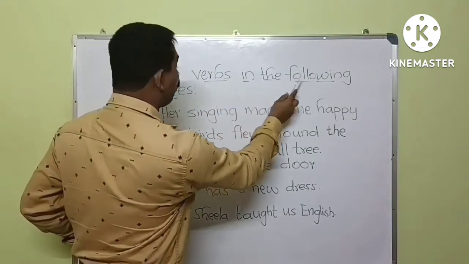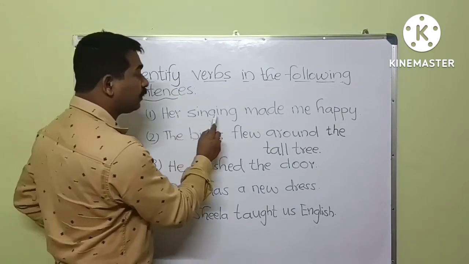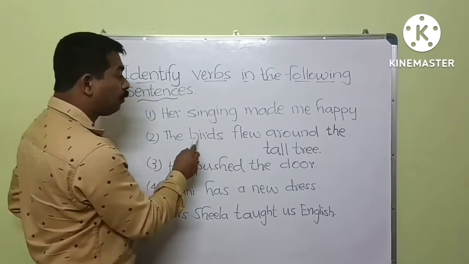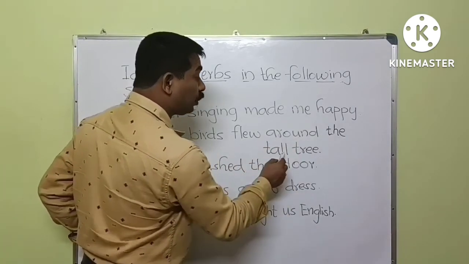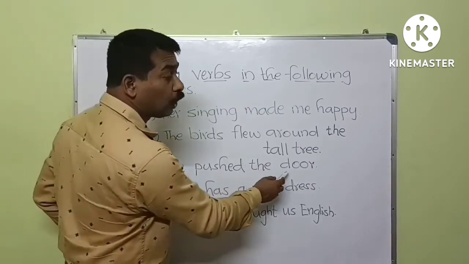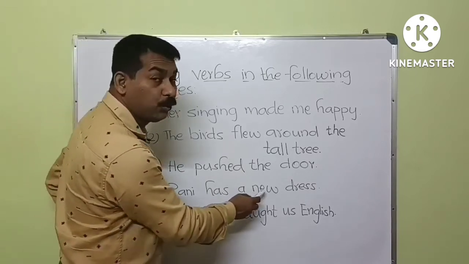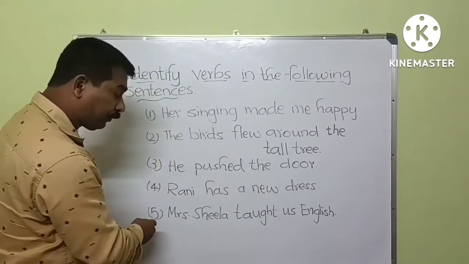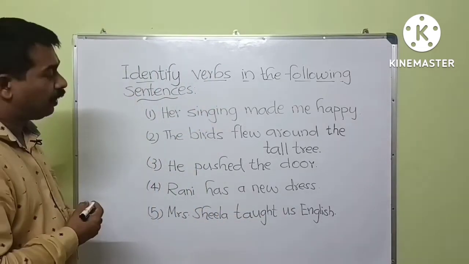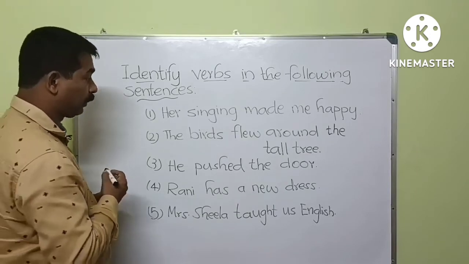Identify verbs in the following sentences. First one, her singing made me happy. Second one, the birds flew around the tall tree. Third one, he pushed the door. Fourth one, Rani has a new dress. Fifth one, Mrs. Sheila taught us English. Now we are going to underline the verbs.